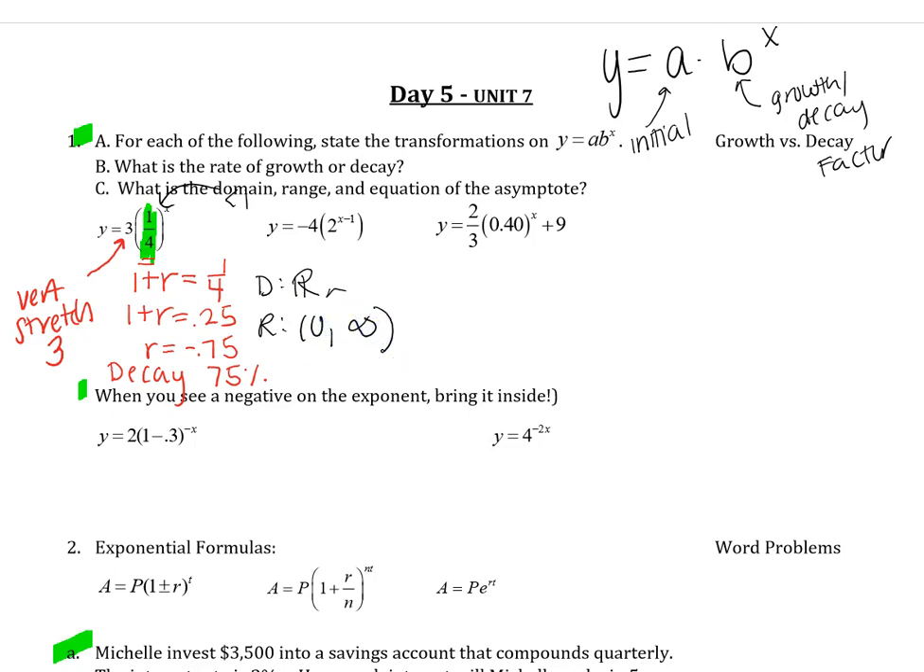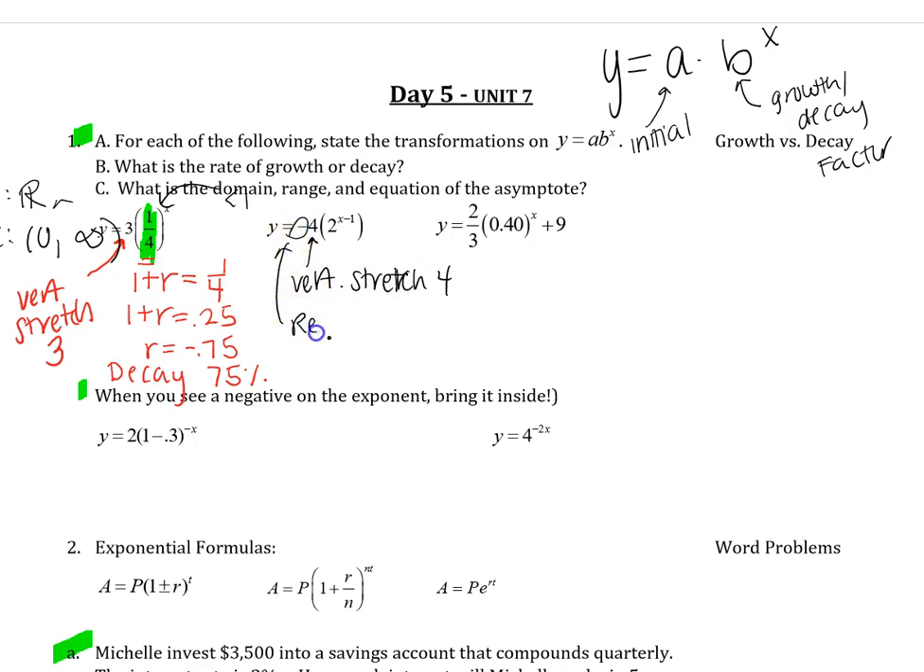All right, let's try another one. This one over here. Okay, this example. The 4 in front is a vertical stretch of 4. The negative is a reflection in the x-axis. The 2 is its growth factor, so you're multiplying by 2 for every 1 increase in x. And x minus 1 means you took the function and shifted it right 1. Okay.